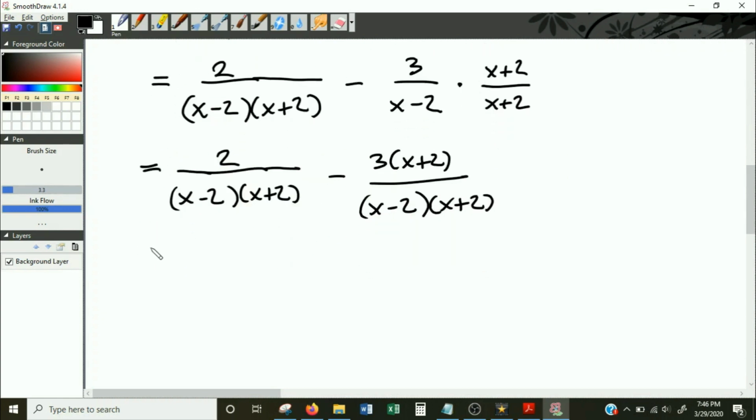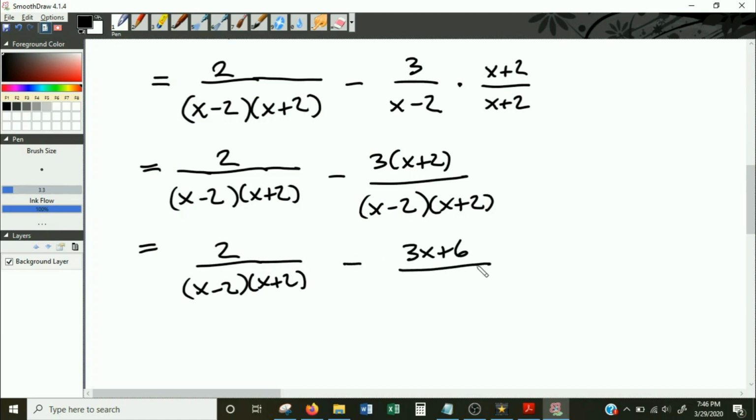So before I combine these, I'm going to expand this right side up a little bit. So I'm going to write the same thing on the left side. But then now this is going to be minus 3x plus 6 over this.